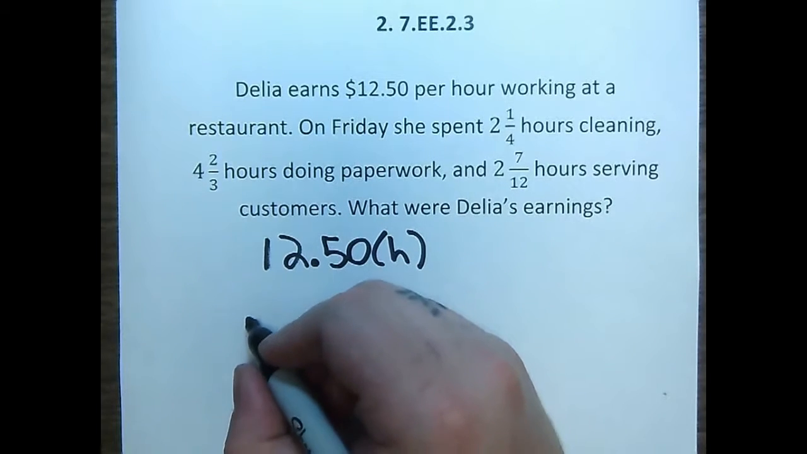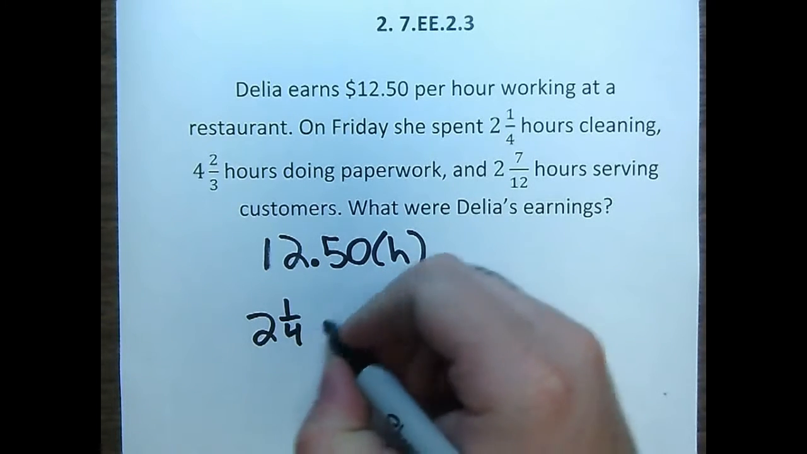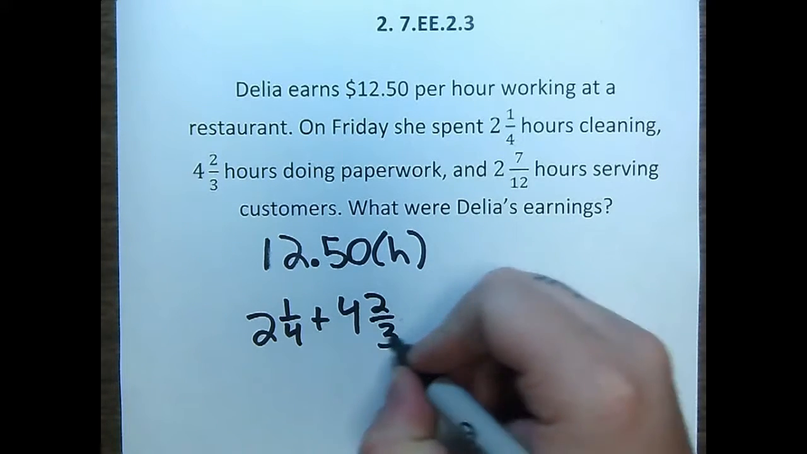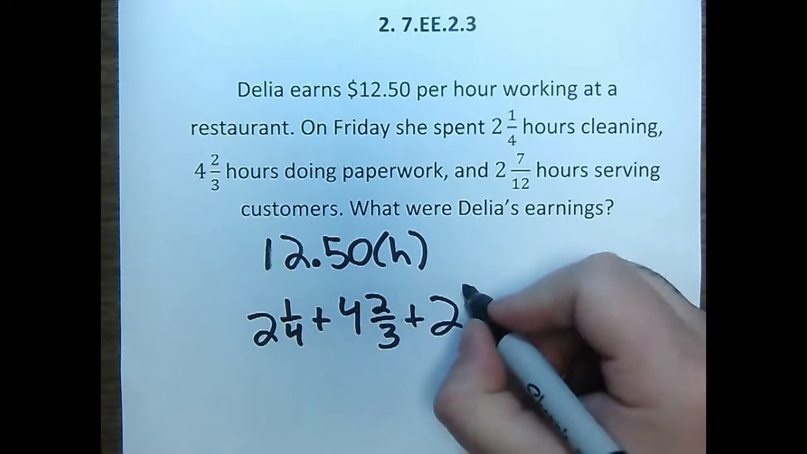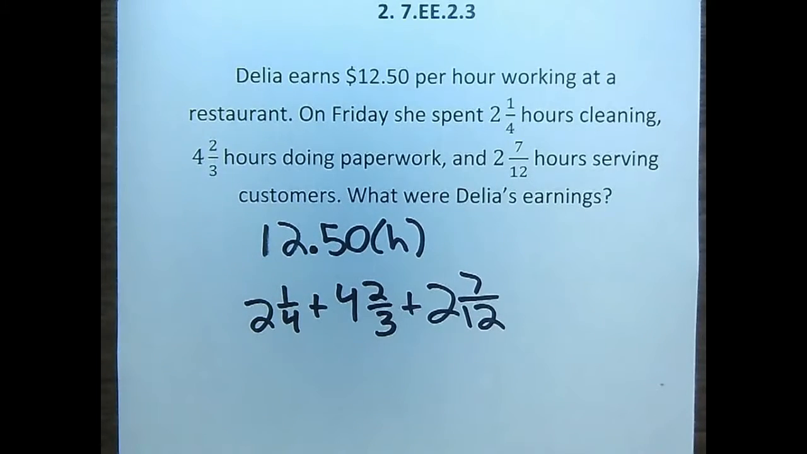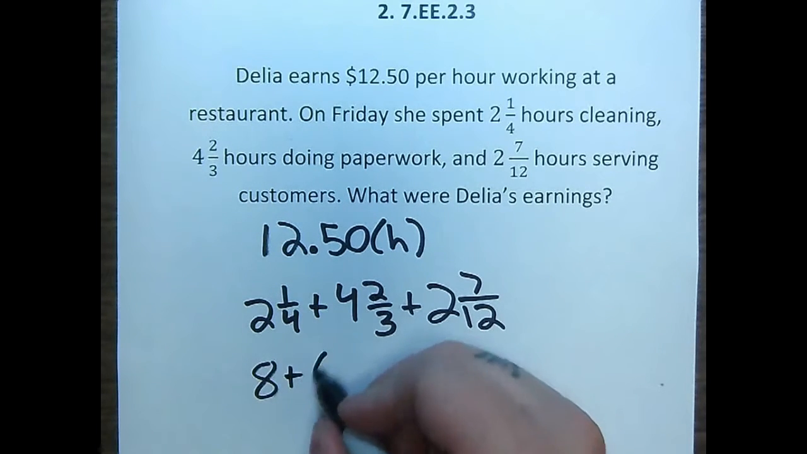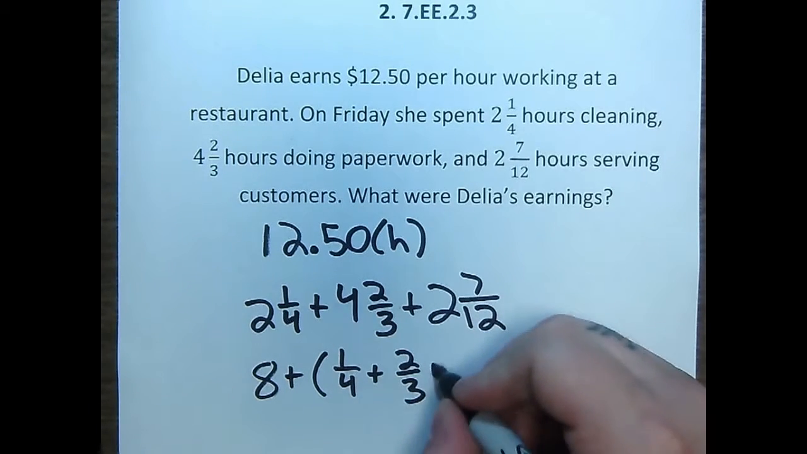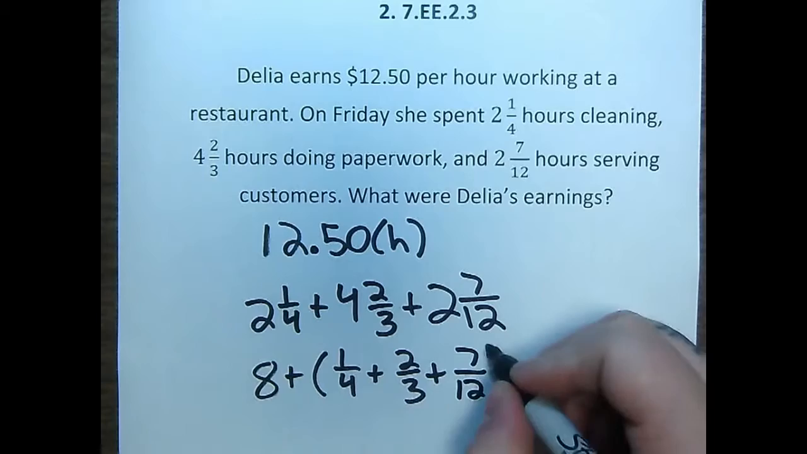So we need to add 2 1/4 plus 4 2/3, and we're going to add that to 2 7/12. The first step I would do is add your whole numbers. So 2 and 4 is 6, plus 2 is 8. And then now we need to add our fractions. So this is going to be 1/4 plus 2/3 plus 7/12.